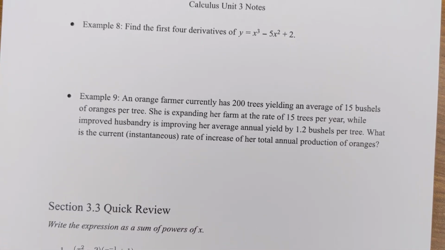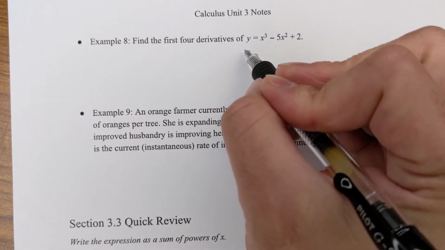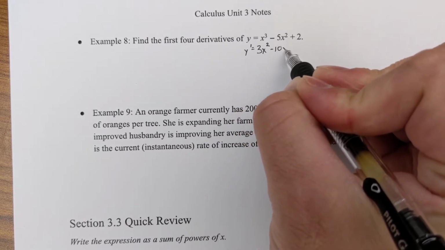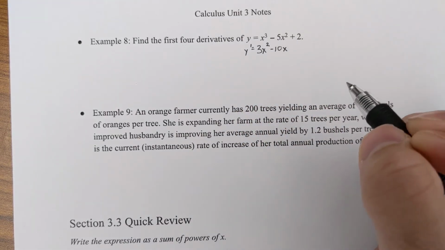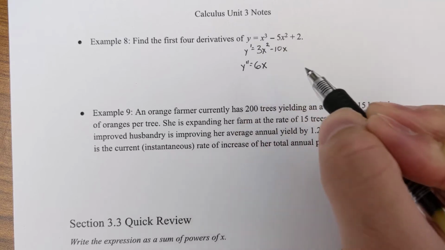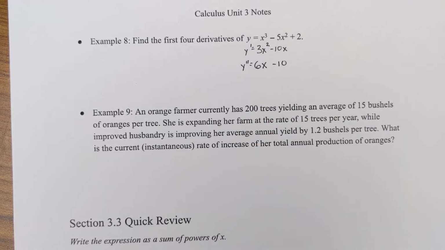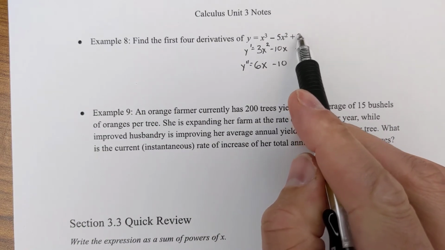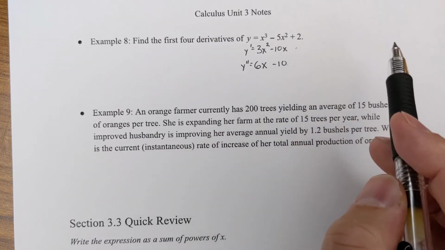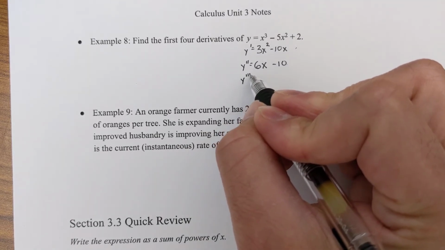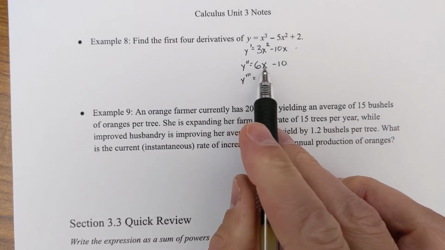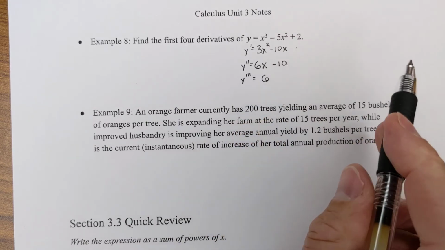So for 8 here, it says find the first 4 derivatives of this. So y prime is the first derivative. So exponent out front, count down by 1, exponent out front, count down by 1. So that's the first derivative. So the second derivative, I just take the derivative again. So exponent out front, count down by 1, exponent out front, count down by 1. So if you notice the 2 disappeared here, because the derivative of any number is 0. Here the x disappeared because this was x to the first, but now it's x to the 0th, which means it's gone. So the third derivative would just be 6, because 1 times 6 is 6, the x disappears, that's a number, so it's gone.